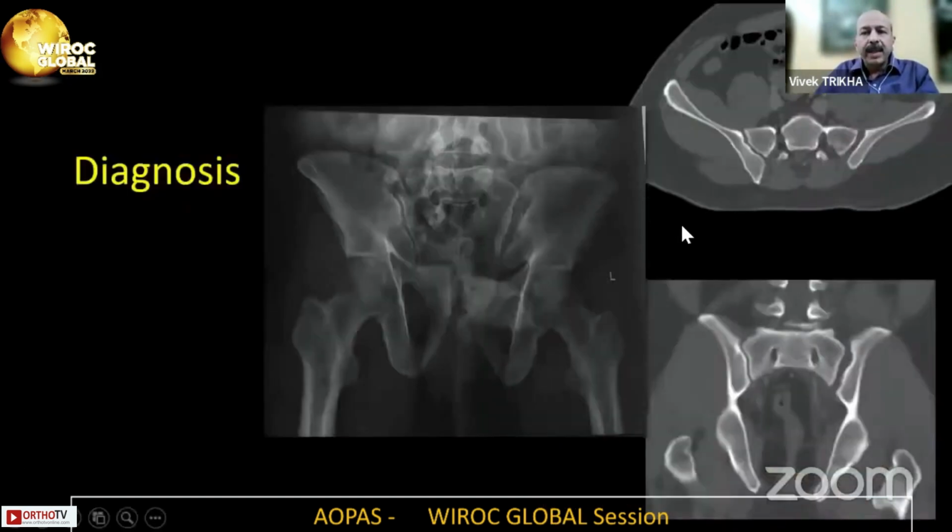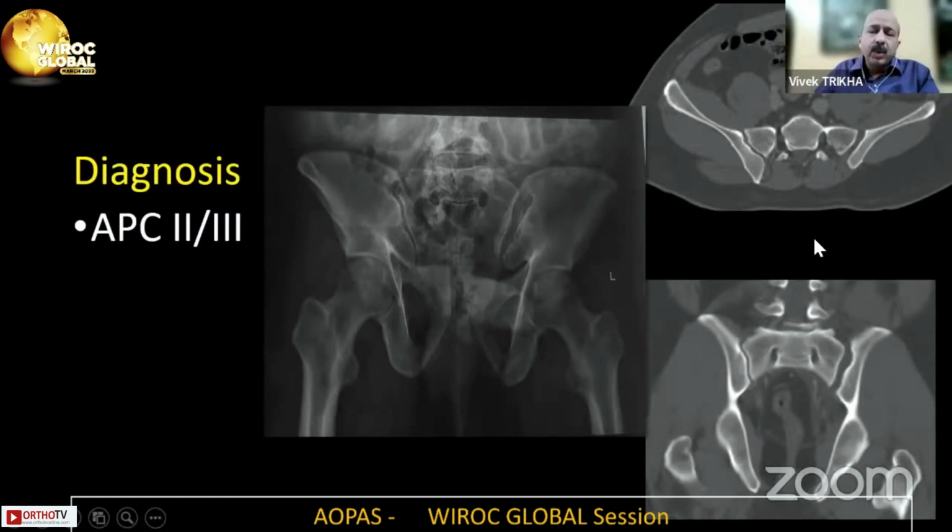So if we have to make a diagnosis of a pelvis injury, this will most likely be an APC 2 or 3 injury, based on the wide displacement of the SI joint, both in the axial section as well as the coronal, which appears to involve both the anterior SI joint ligaments as well as the posterior sacroiliac ligaments.